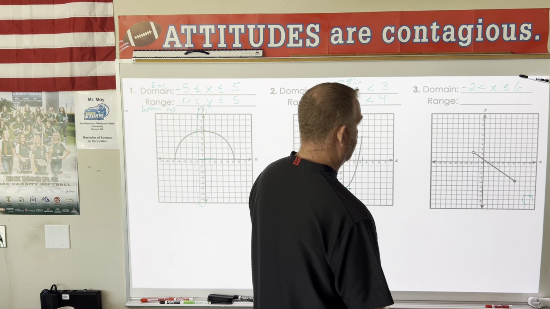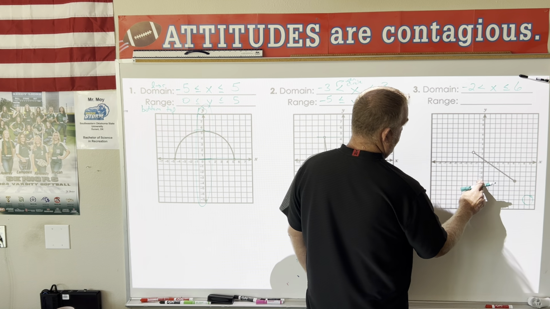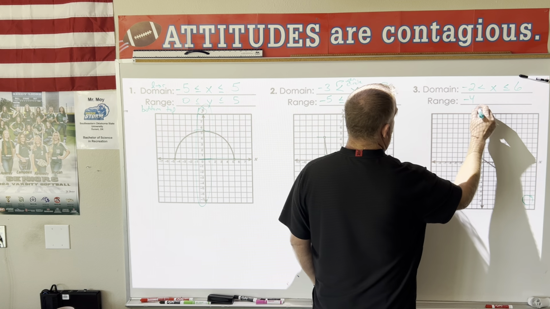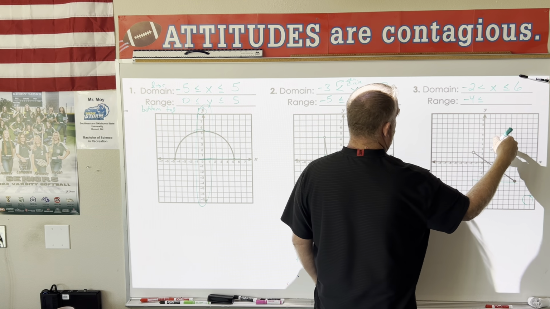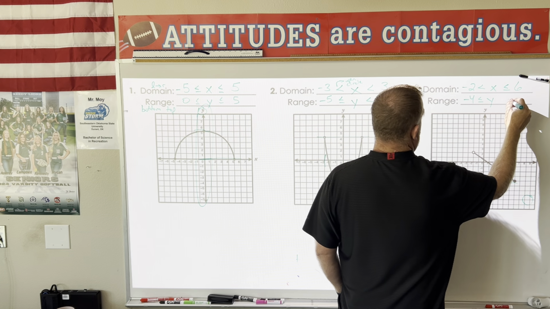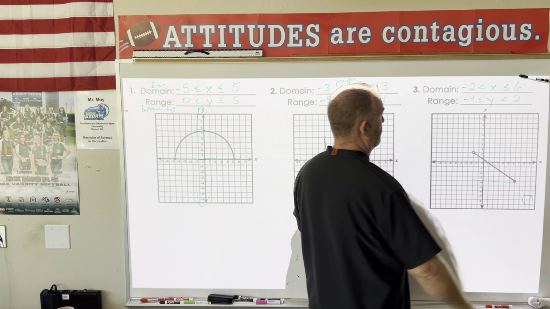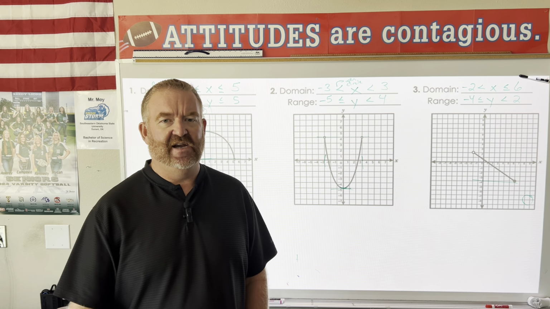Range. All right, what's the lowest number? -1, -2, -3, -4. What kind of dot is that? That one's closed. What letter? Y, up to an open dot on positive 2. We're done. It's not too complicated, is it?